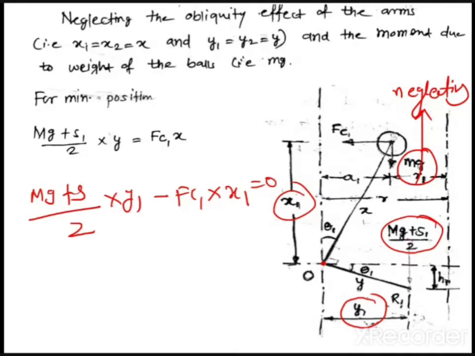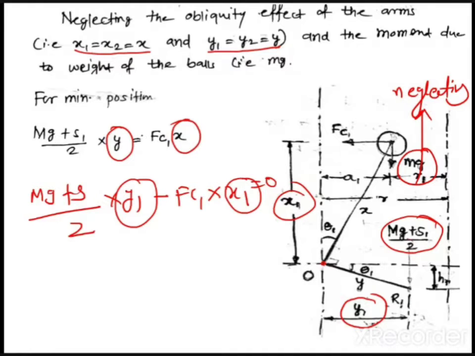As I said earlier, x1 is equal to x2 is equal to x, and y1 is equal to y2 is equal to y. So instead of y1 I am writing y, and instead of x1 I am writing x. In problems, if you consider the obliquity effect, you have to calculate y1 and x1. I will show how to calculate. But if you are neglecting it, you have been given y and x directly, so consider those.